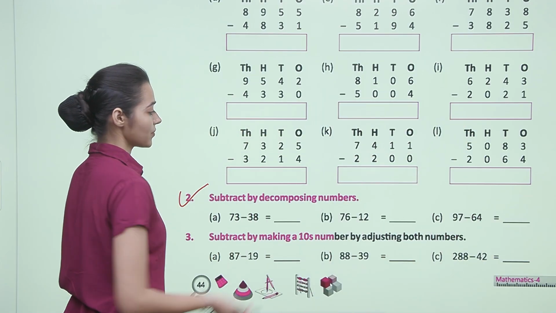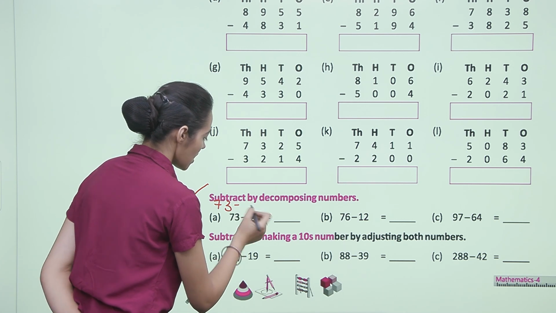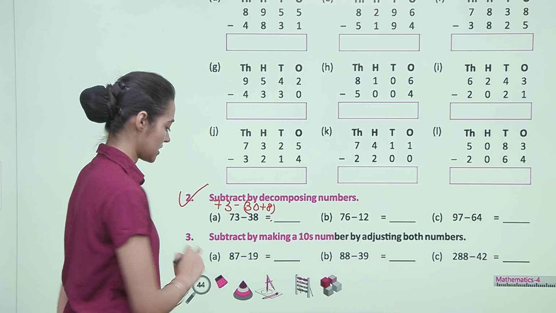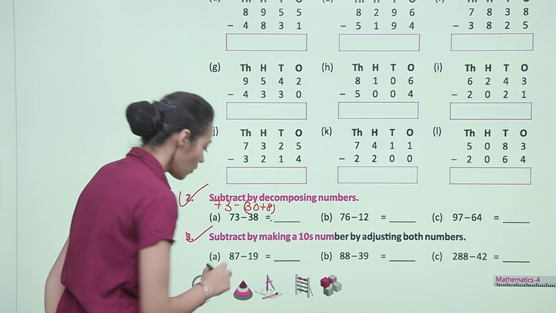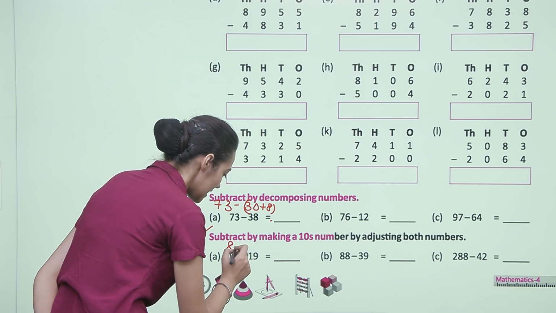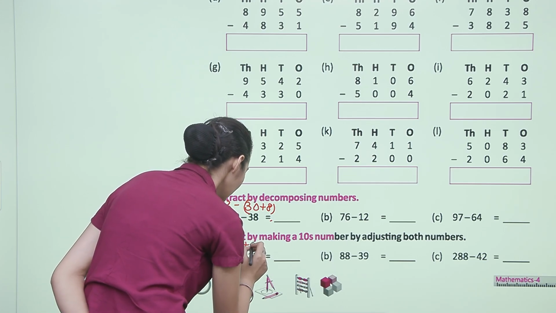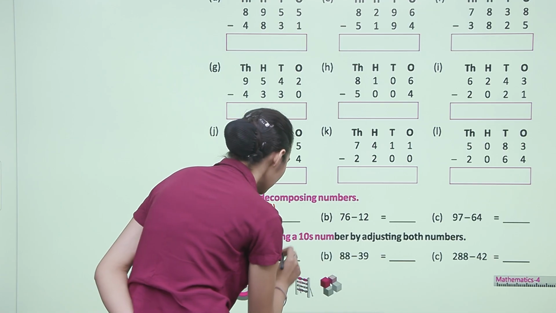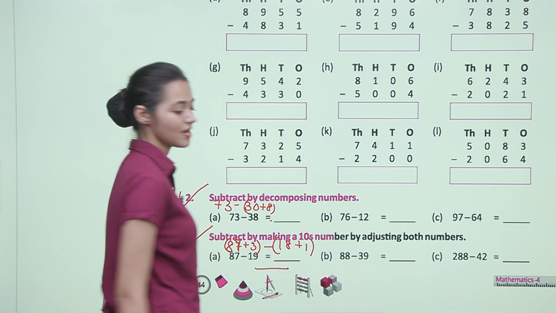Now in the next one, we have to subtract by decomposing numbers. It can be written as 73 minus 30 minus 8. That's how you have to solve it. Now in the next one, we have to subtract by making tens by adjusting both the numbers. So what we can do, we can write it as 87 plus 3, 84 plus 3 minus 18 plus 1. After solving it, we will get our answer.